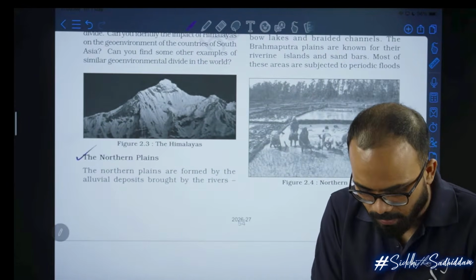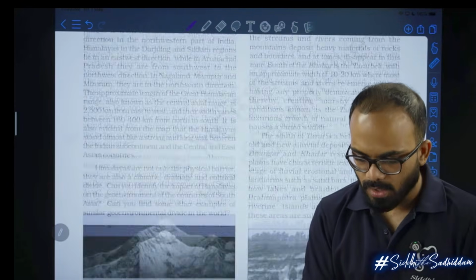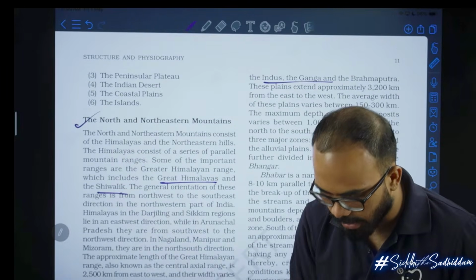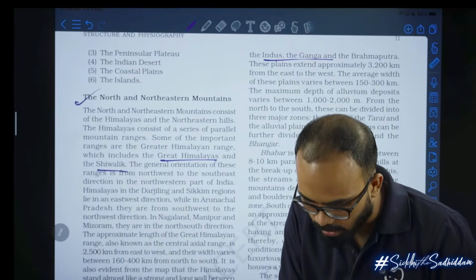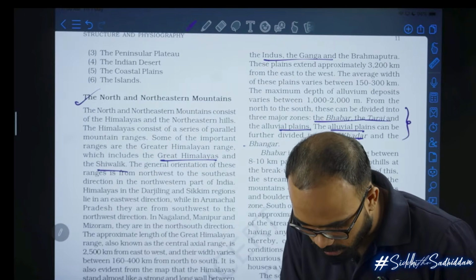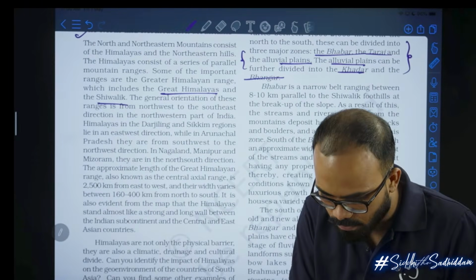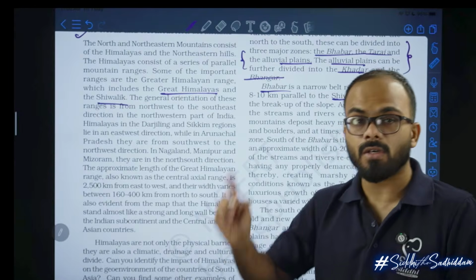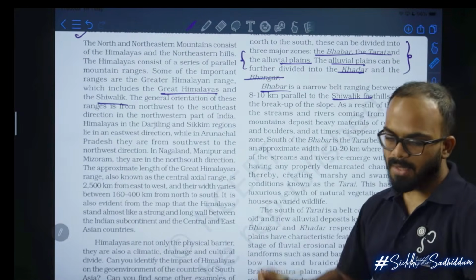Then it is about northern plains. It is about alluvial deposits that are there. Indus, Ganga, etc. They bring it. This part, Babbar, Terai, Bhangar, Khadar, this is important. This they can ask you. What is Babbar? Where is it found? Don't get confused if the statement says Babbar.